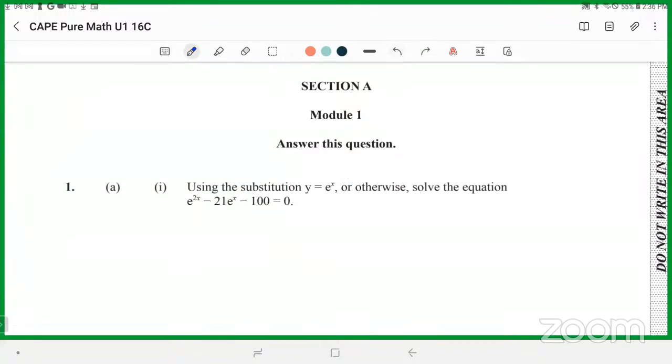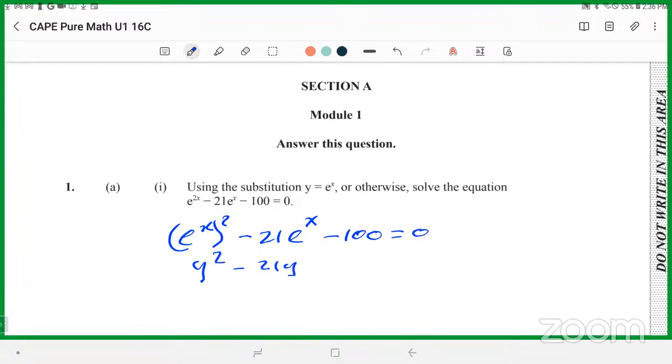That is the same as e to the x squared minus 21 e to the x minus 100 equals 0, which is the same as y squared minus 21y minus 100 equals 0. What are the factors of 100 whose difference is 21? Those are 25 and 4.